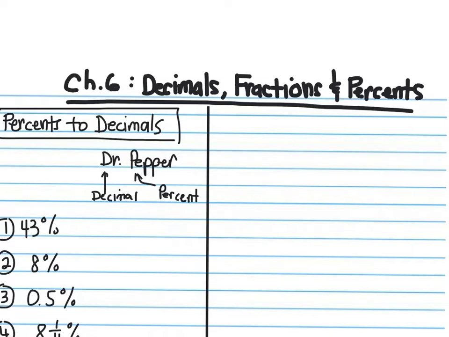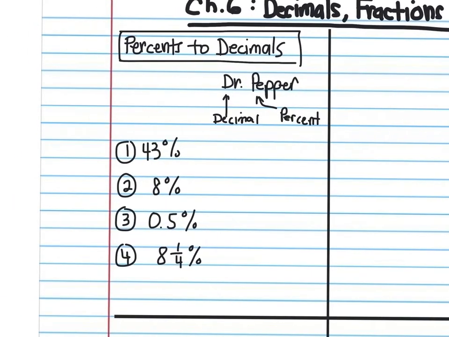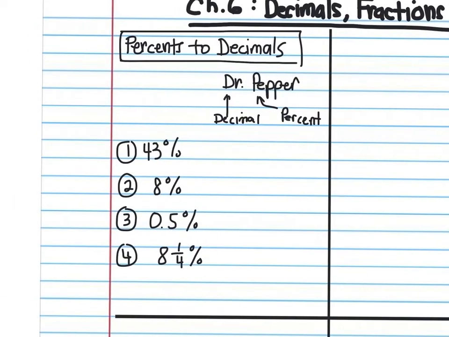Okay, so let's look at the first box. In the first box, I want you to write what you see on your screen, percents to decimals, and pause the video to do so. Make sure you copy everything down, and when you're ready to continue, press play. Please pause now.